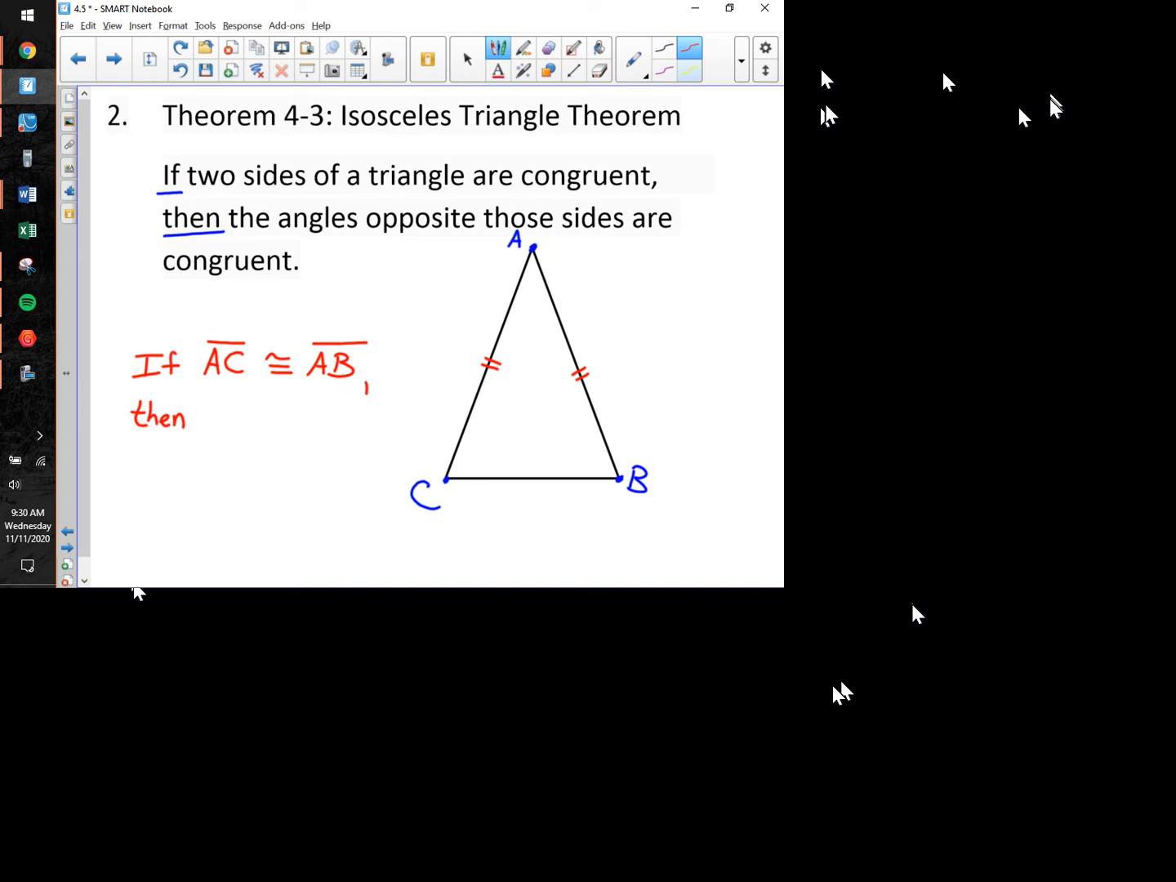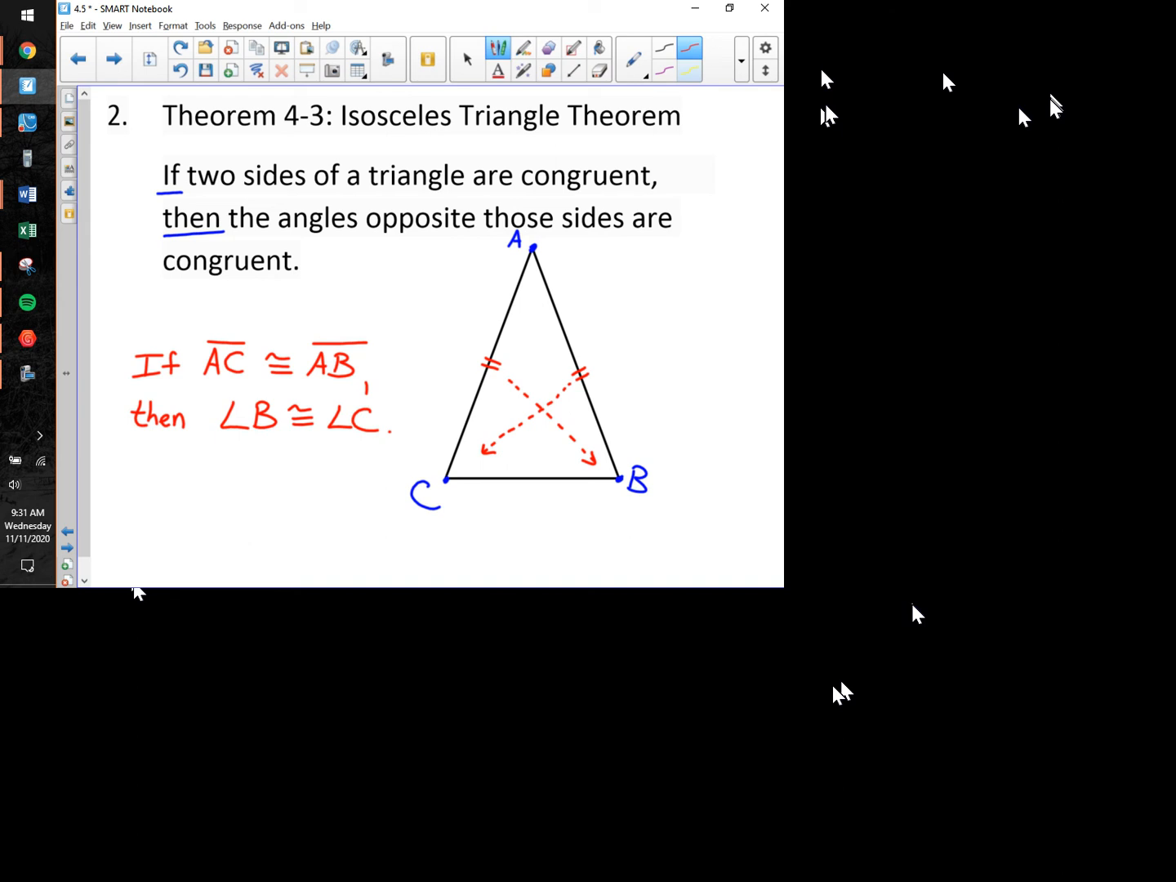Line segment AC is this side over here on the left, and the angle opposite from line segment AC is angle B. Line segment AB is over here on the right, and the angle opposite that would be angle C. So this theorem tells us that angle B would have to be congruent to angle C. And that's really the takeaway from this.